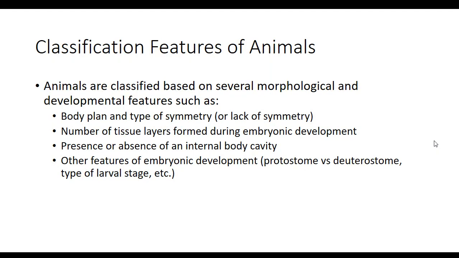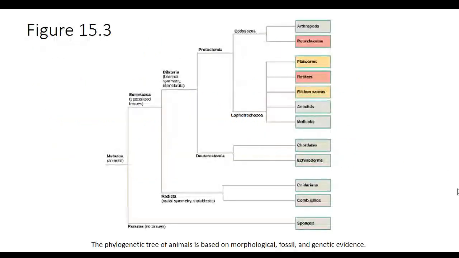Another feature is protostome versus deuterostome type of articulation. We'll see what that means in a minute. Okay, here's a phylogenetic tree of all the animals, based on morphological evidence, which just means the form of an organism, fossil evidence, and genetic evidence, comparing the DNA, the genes of different groups of animals to see how similar and different they are, which suggests how closely related they are.